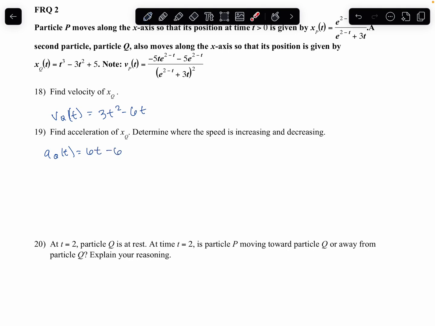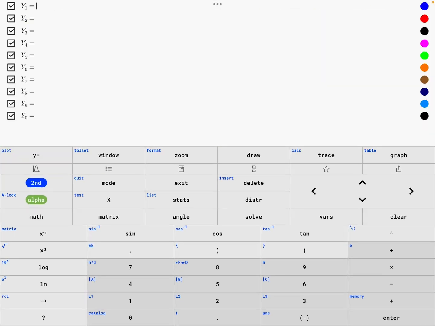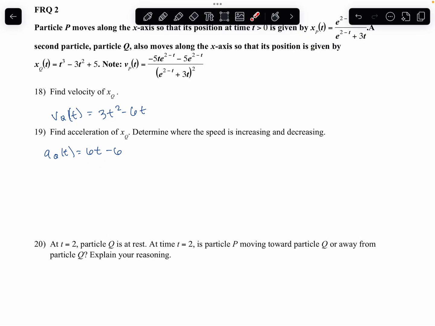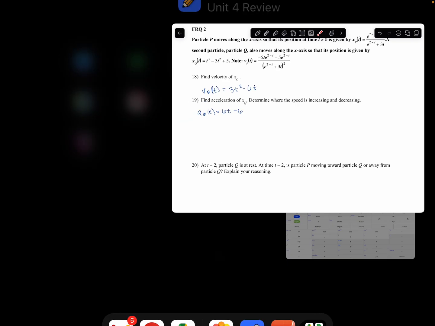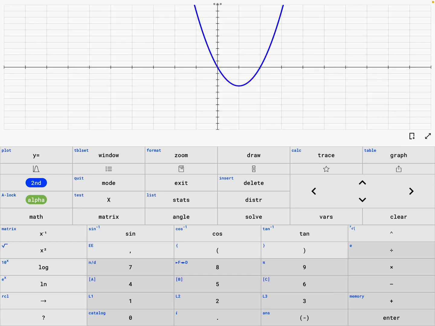And the second part says determine where the speed is increasing and decreasing. So we've already covered this concept. We need to check the signs of both v and a to see when it's negative. You can do this with a graph or with some factoring, but I'll show you with a graph right here. So let's graph the velocity, 3t squared minus 6t.